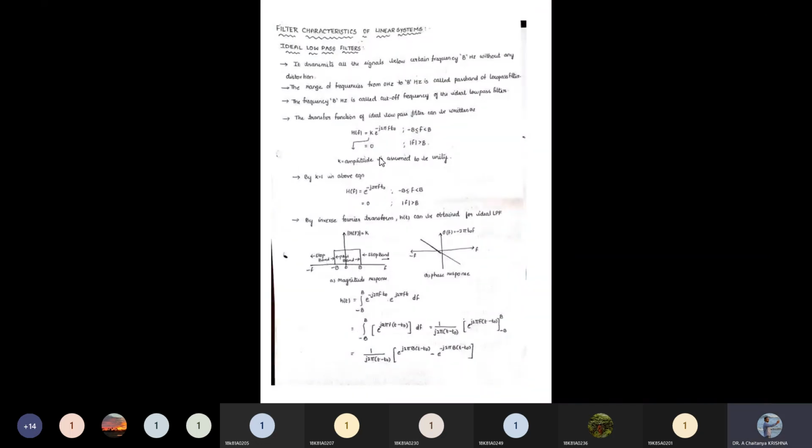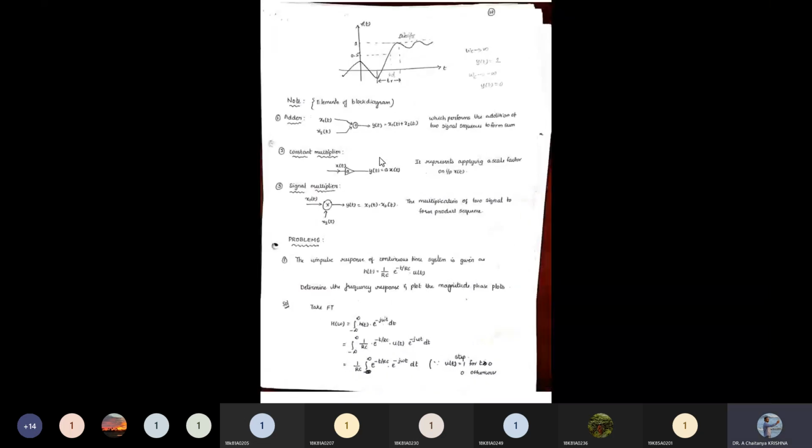Here the problem is that the impulse response of a continuous time system is given as h of t equal to 1 by RC e power minus t by RC into u of t. Determine the frequency response and plot the magnitude and phase plot. If the impulse response is given, we should find the magnitude response and phase response, which means we should find the Fourier transform.